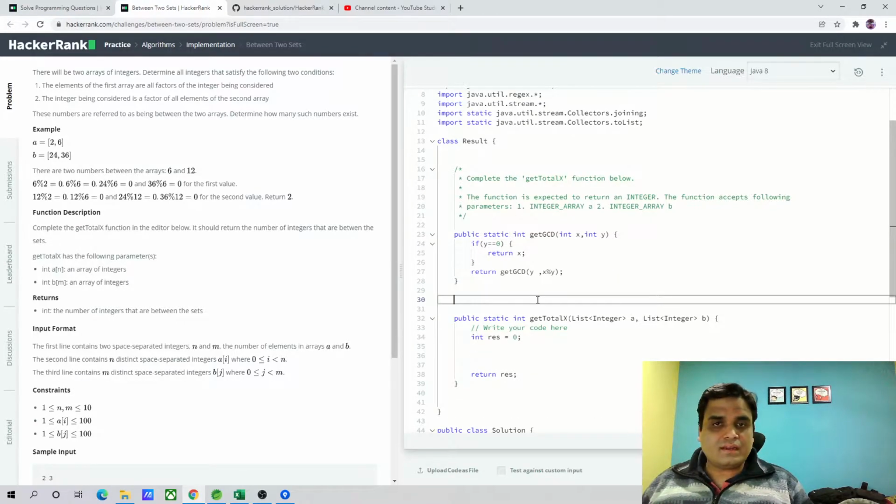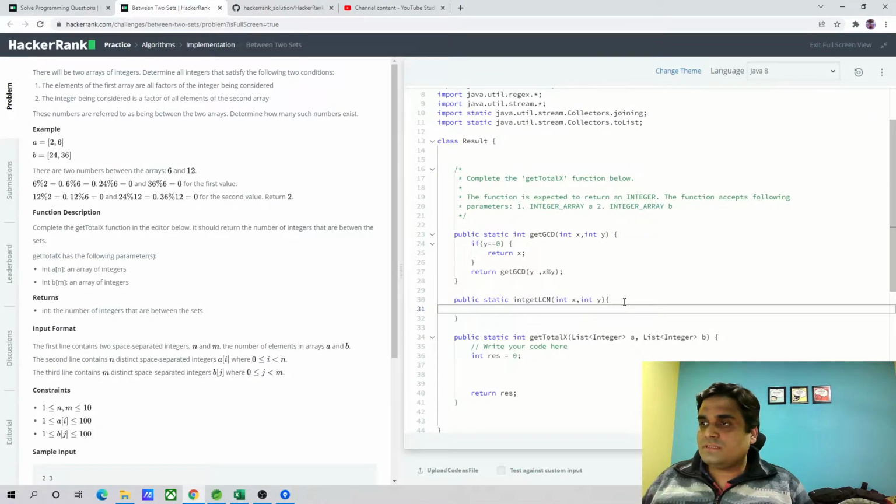Now I have to write another function, which we require to find the LCM, the least common multiple of these two numbers. Mathematically the function we can write in this way: public static int LCM(int x, int y).